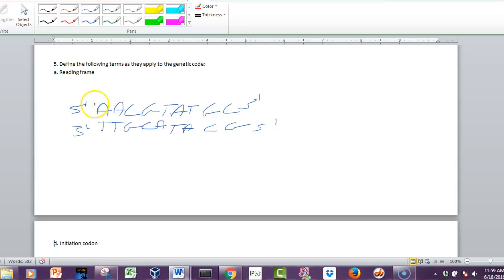So if we started at the first one, we could read AAC, then GTA, then TGC. So that's one possible reading frame. We could start at the second nucleotide and go ACG, TAT, GC, and then it would go on to whatever the next sequence is. That's another possible reading frame. We could start at the third nucleotide and go CGT, ATG, and then C, and then down from there. That's a third possible reading frame. So we call these reading frames. This would be the +1 frame.